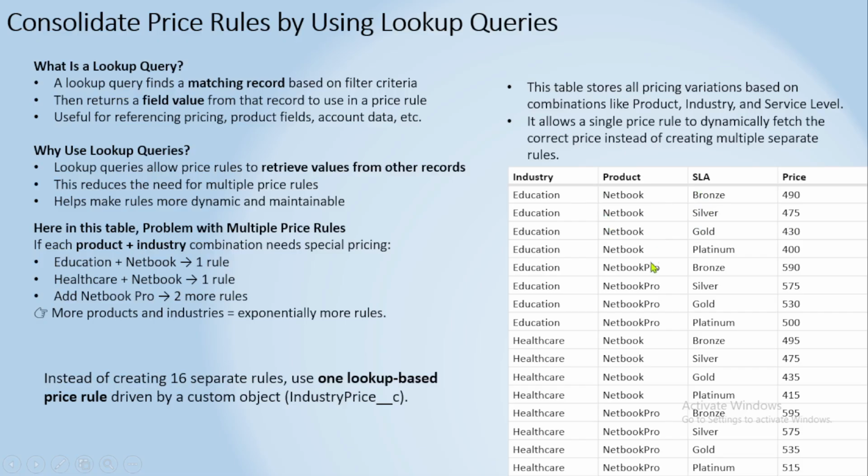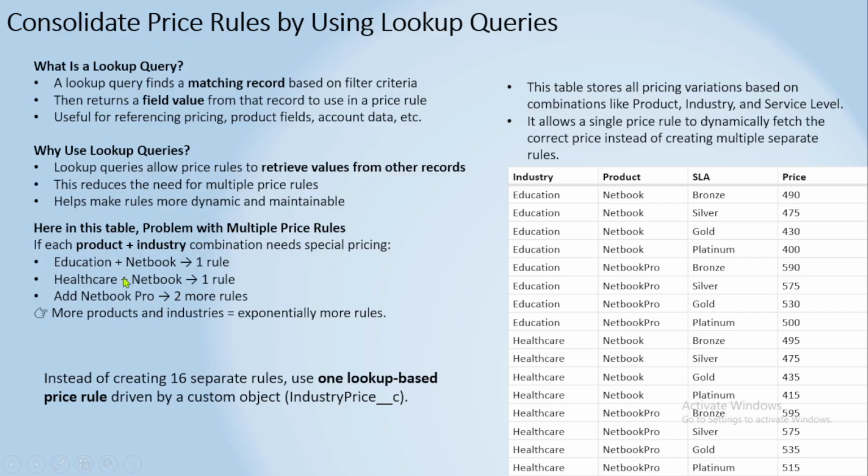So how many price rules do I need to create? Do I need to create 40, 50 price rules only to check the final price? Or if more industries, more products and more SLAs are added, how many rules will I create? So what is the resolution of this proliferation issue? The answer is to use lookup queries. It means that you will put similar kinds of data in one object and you will filter those records. The matching record will finally give the price.